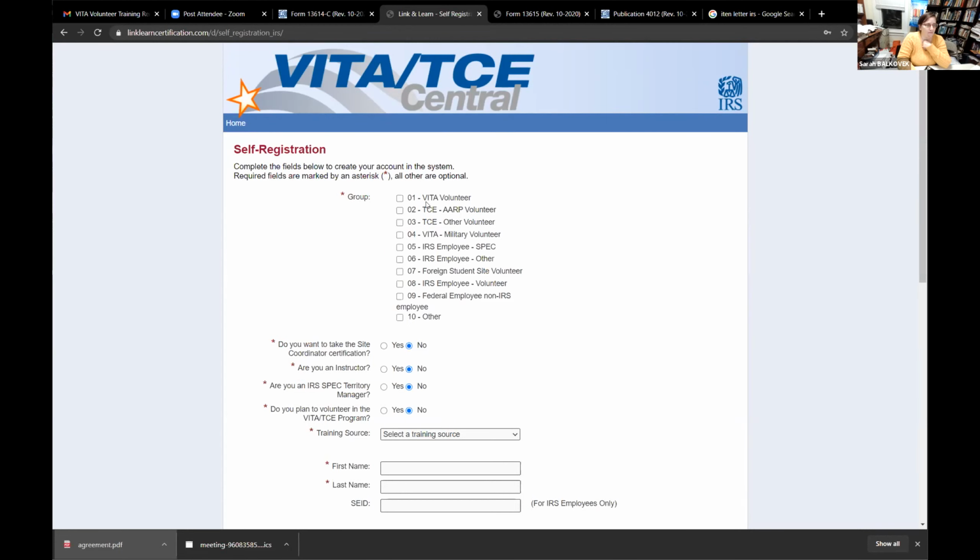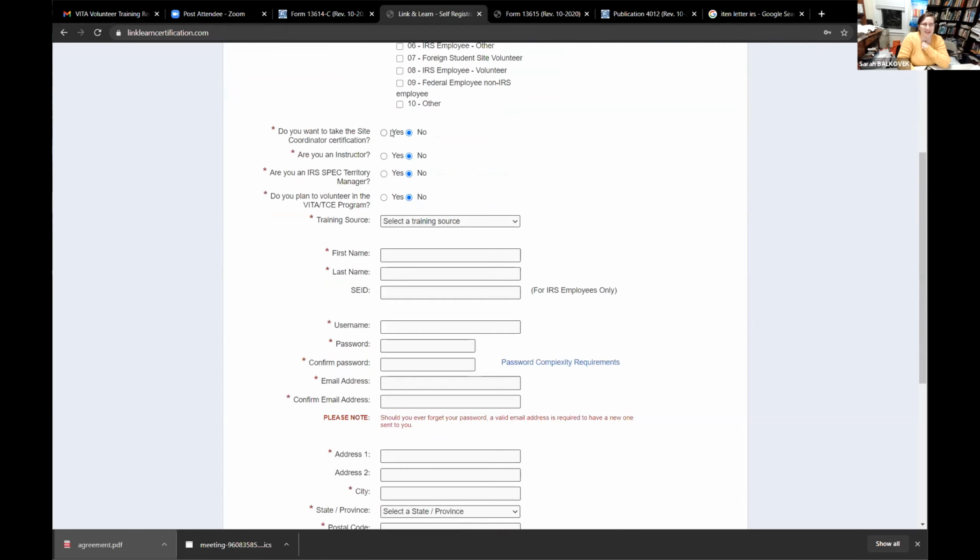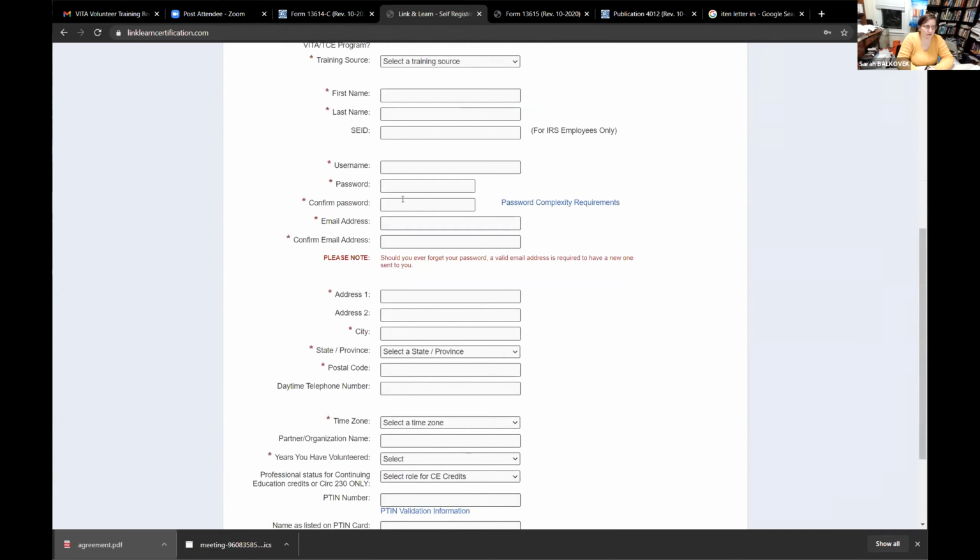And you guys would be VITA volunteers. You would not probably want to take site coordinator certification, though if you have interest in sticking with the program, we can definitely get you trained up to help us on the back end too. You're not an instructor. You guys are not territory managers. You do plan to volunteer with us. Your training source is going to be this Lincoln Learn Taxes and e-learning. And then you fill out your information here, okay?